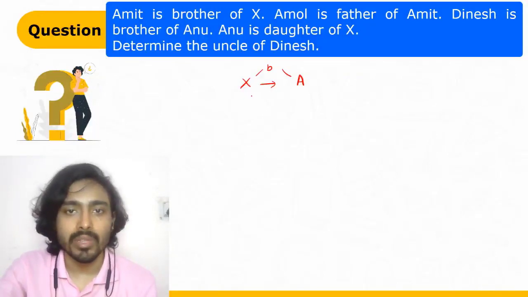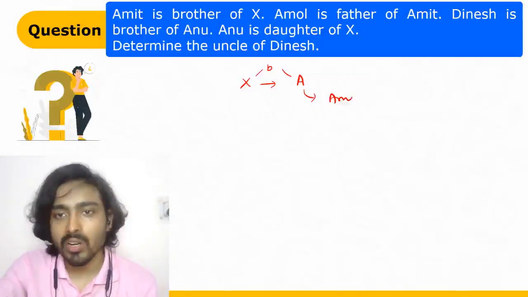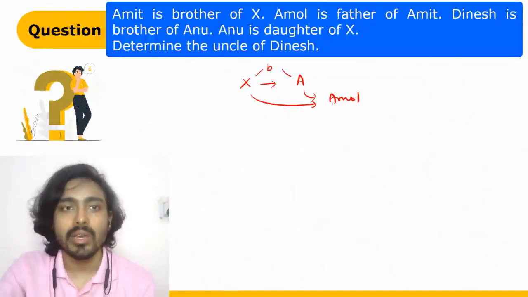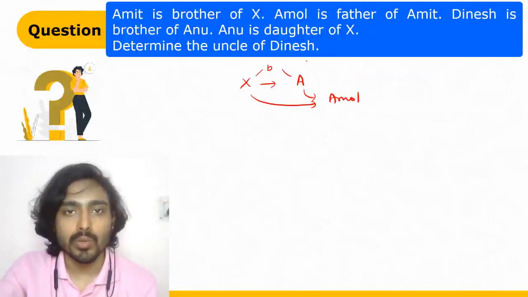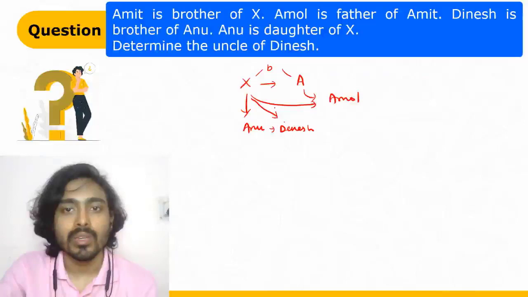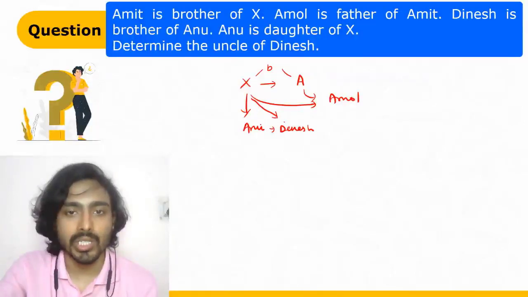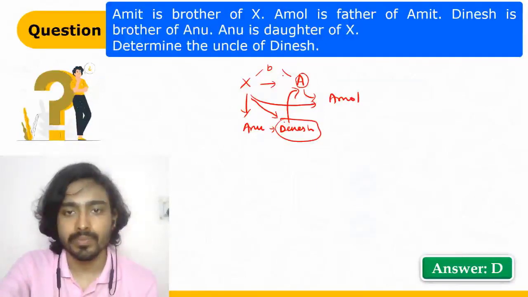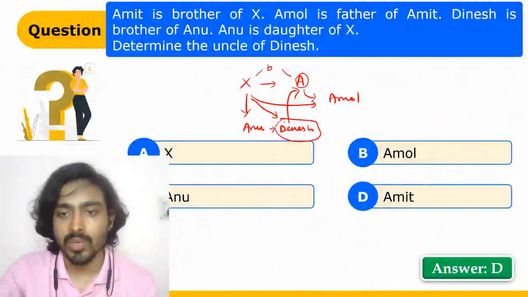Amol is the father of Amit. So Amol will be your father also, because you two are brothers, right? Dinesh is the brother of Anu and Anu is the daughter of X. So if Anu is the daughter of X, so Anu's brother Dinesh will also be your son, right? So we have to find the uncle of Dinesh. So uncle of Dinesh will be Amit, right? Amit. Look at the options. Yes, Amit is the right answer.